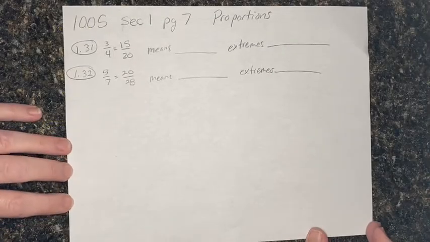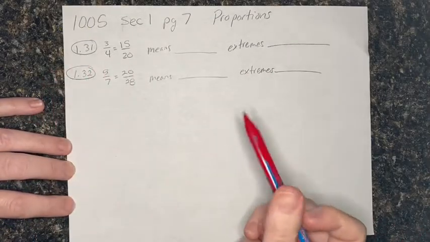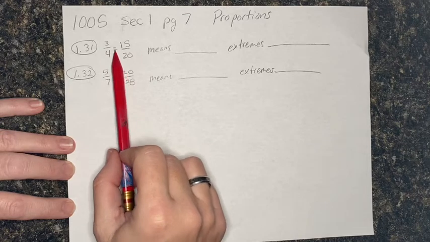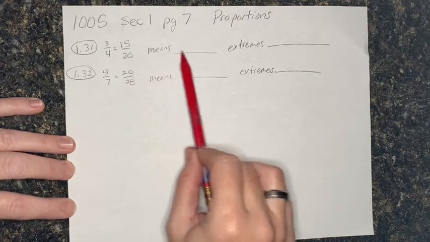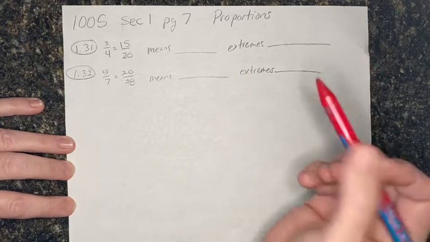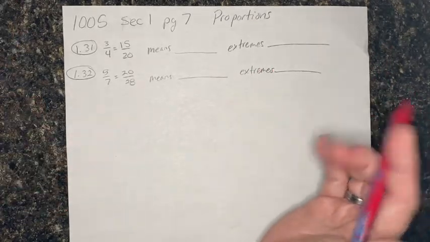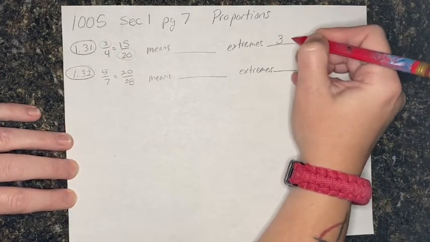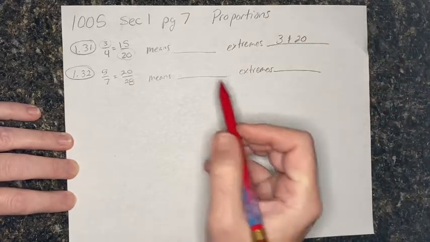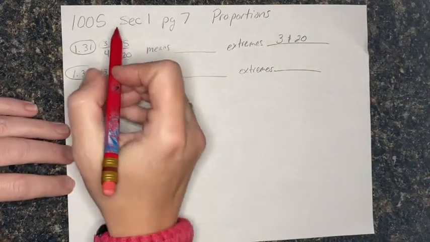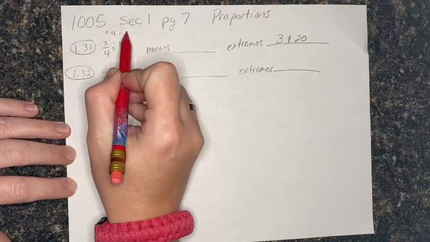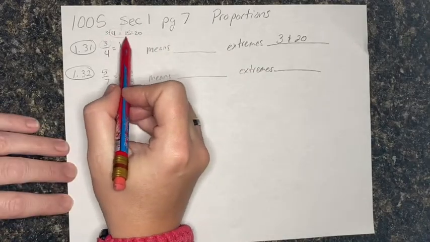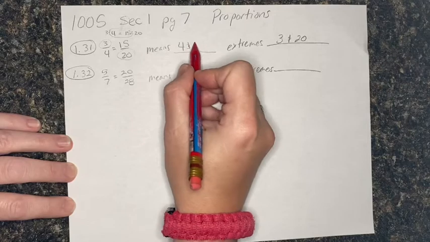So we're in book 5, section 1, page 7, and I'm looking at problems 131 and 132 to get us started. For 131, we're given that 3 to 4 is equal to 5 to 20. They want you to list the means and the extremes. Now, remember, the extremes were the two on the outside, the first and the fourth term. So our extremes are 3 and 20. That leaves our means, the two inside terms, right? If we have written them like this, 3 to 4 equals 15 to 20, and feel free to rewrite it if it helps you to see it, our two inside terms are our means, 4 and 15.